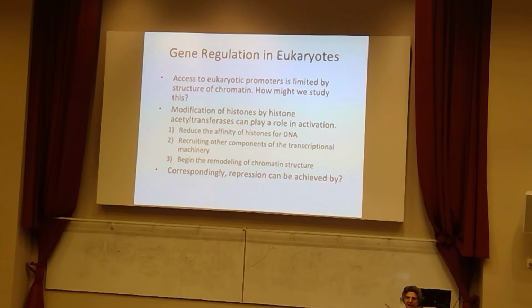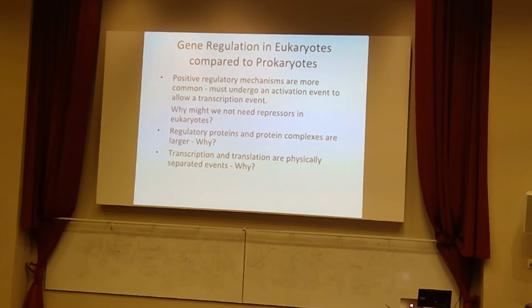Okay, questions about the lac operon, trp operon, before I wrap it up? Next time, we'll talk about gene regulation in eukaryotes. We'll talk about modification of histones by acetyltransferases and how that can play a role in activation. We'll talk about the fact that in eukaryotes, we really oftentimes will rely upon positive regulatory mechanisms. So in bacteria, we're often talking about repressors and de-repression. We don't really need repressors in eukaryotes. So you might want to think about why that's the case. Regulatory proteins and protein complexes tend to be larger, more complex in eukaryotes, and transcription and translation are physically separated events, and so that has an impact on regulation as well.